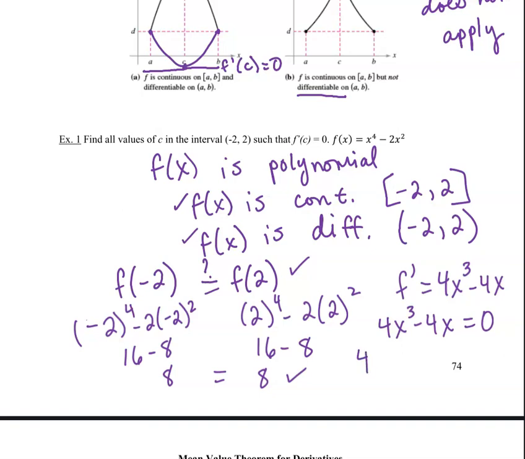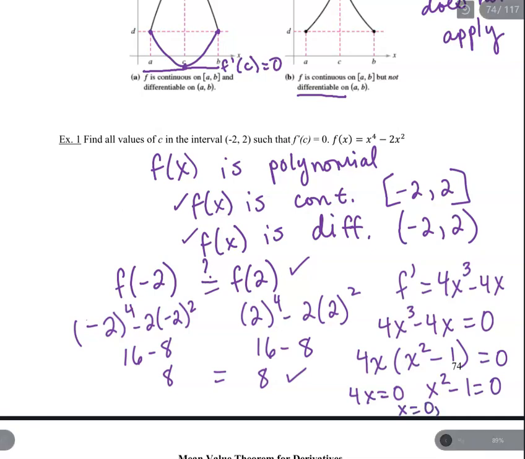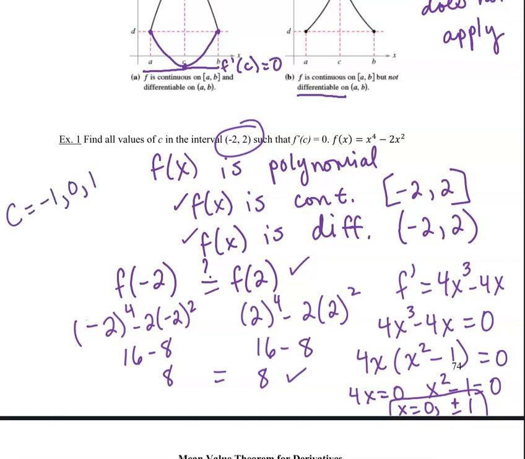So to solve this, I'm going to factor out a 4x, and I have x squared minus 1 remaining. And then by the zero product property, I'm going to set all of those equal to 0. And I get x equals 0 and x equals plus and minus 1. So what I want you to notice is that all of these values are in the original interval, aren't they? -1, 0, and +1. So my c values are -1, 0, and +1.